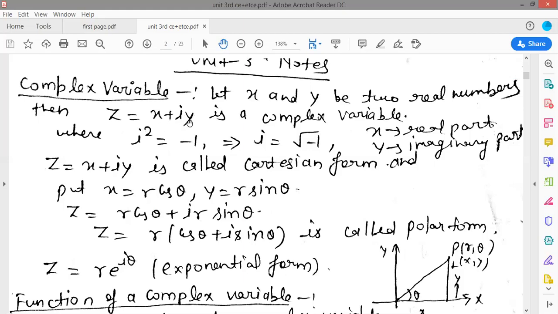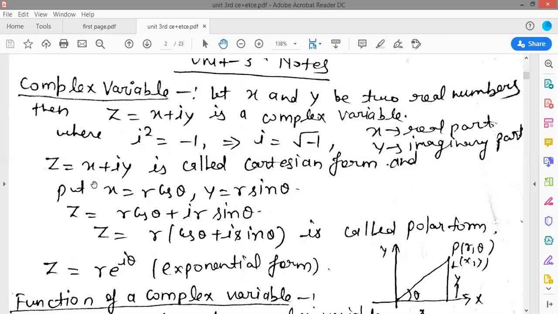Why is it real and why is it imaginary? Because iota is here. The part that includes iota is the imaginary part, and the other part is the real part. Where iota square is equal to -1, this is the value of iota. Iota is equal to square root of -1. Then z is equal to x plus iota y is called a complex number, and this form is called Cartesian form. The xy form is always a Cartesian form, and the r theta form is the polar form.